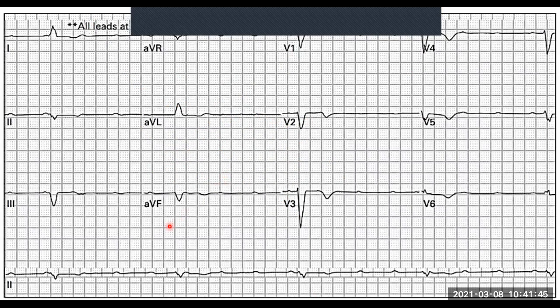But now the thing that I want to get to: here we have an atrium that's pumping, all right? So we can see the atrium. And if you actually look at the atrial impulses, they are relatively regular.